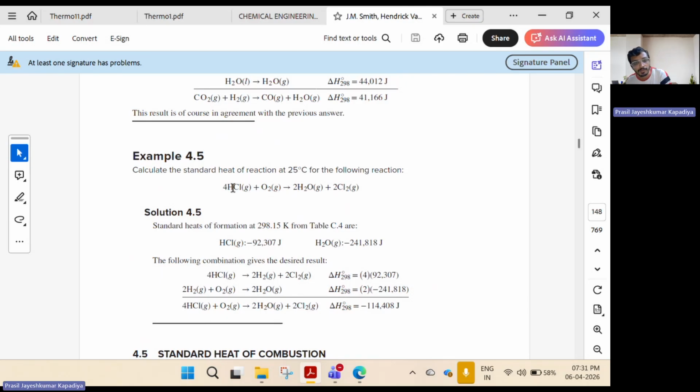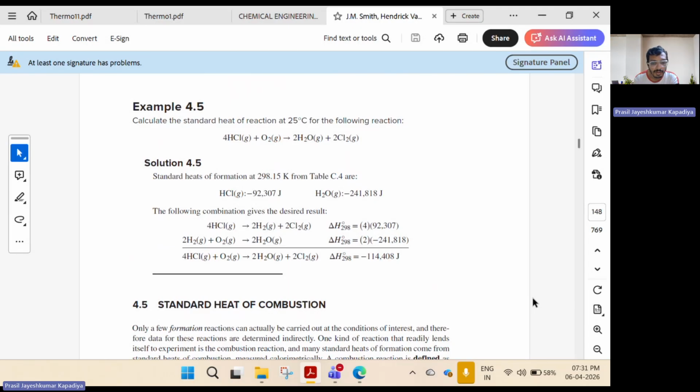So HCl we are forming, with minus 92,307, where half H2 plus half Cl2 giving HCl. But we need HCl on this side, so it will not be negative, it will be positive, and we need 4 HCl. So it is 4HCl giving 2H2 plus 2Cl2. Similarly for H2O, which is on the right side: H2 plus half O2 giving H2O, but we have 2H2O, so 2H2 plus O2 giving 2H2O. That's why it is 2 into this. When I add these terms, I get the standard heat of reaction. Okay.